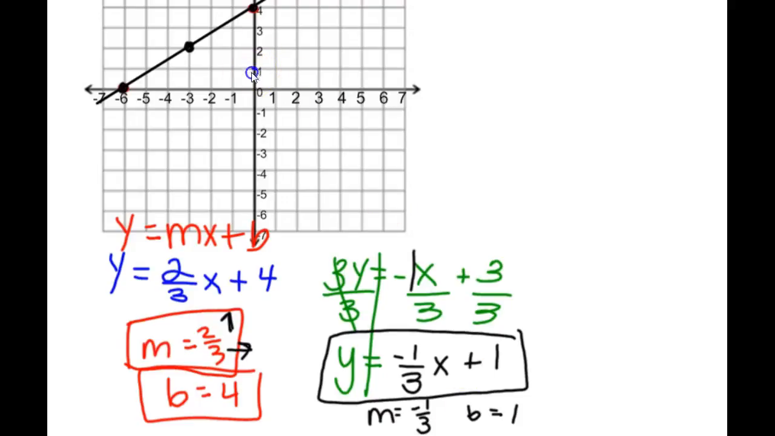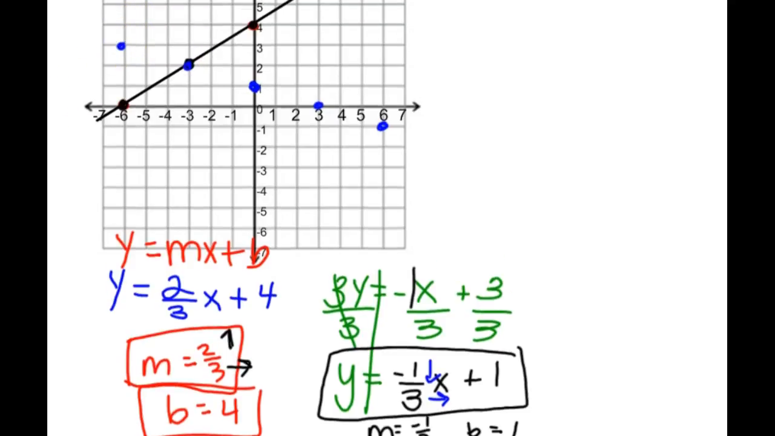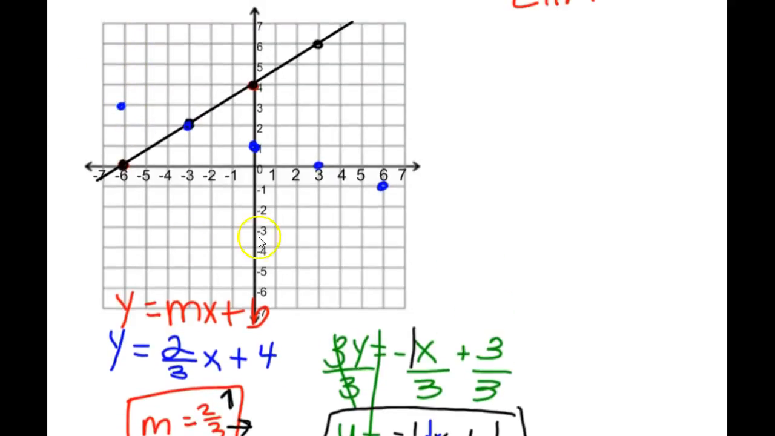So we're beginning at positive 1 on our y-axis, and we're going down 1 and 3 to the right, because we had a negative 1 over 3. Rise up and down first, then run left and right. Instead of going down and right, we can also go up 1 and 3 to the left. So if we draw our line through here, we have this as our solution.